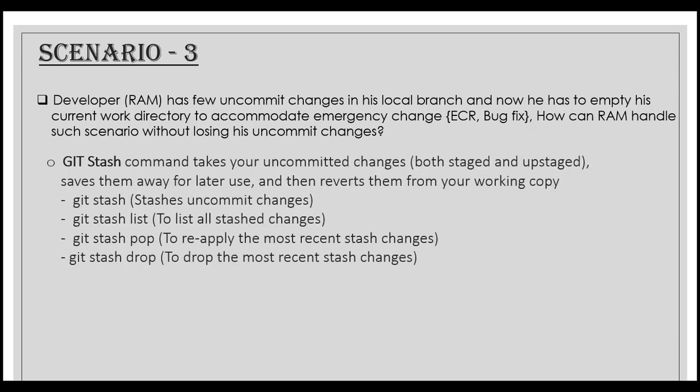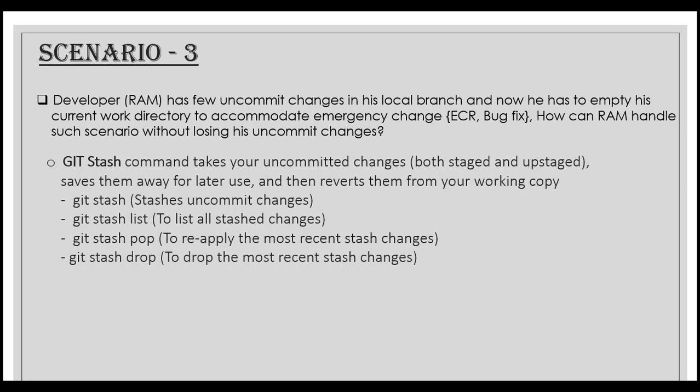Okay, so Ram can handle such a scenario using git stash. Stashing is a concept, a command which can take your uncommitted changes, both staged and unstaged, and save them away for later use. So git stash will take your uncommitted changes and save them somewhere in git, and it will make sure your working directory is clean so you can start working in your working directory.